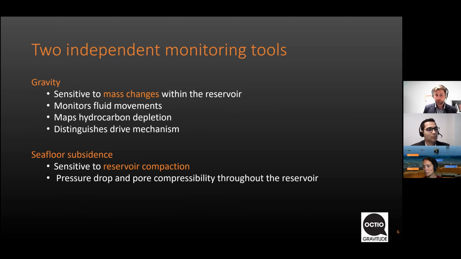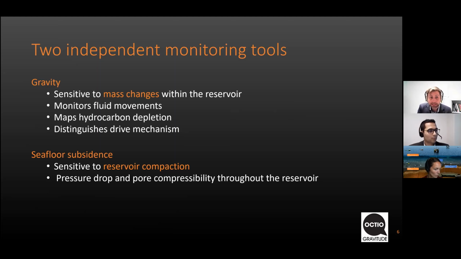Then we have the measurement of sea floor subsidence, which again is sensitive to reservoir compaction. Together with the well data, we can utilize the map we get from seafloor subsidence to give quite a good estimate of pressure communication and pore compressibility in the field itself.